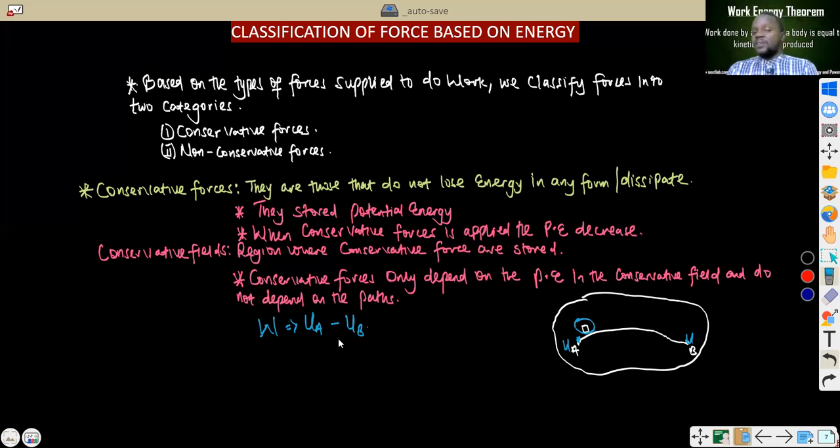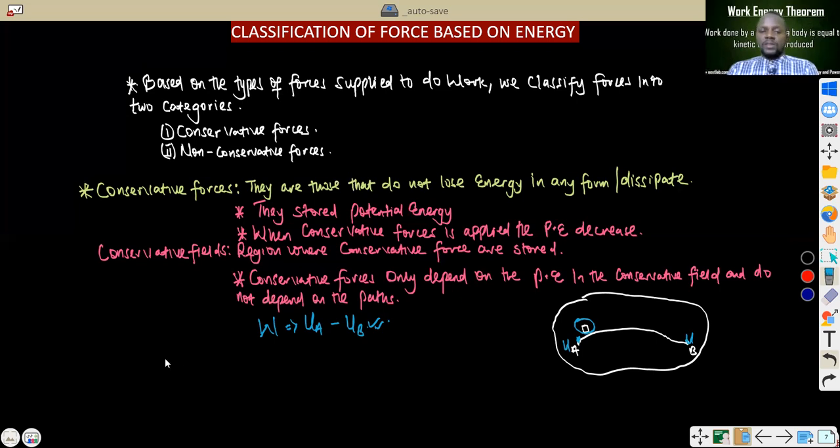Now, my point is that whenever you are asked to calculate work done in a conservative field, you should always keep it at the back of your mind that it is given by the difference in the potential energy, from where it starts minus where it stops. Like I said, as you start to supply force to the body, there's a decrease in potential energy. So you are taking it from the initial point to the final point.